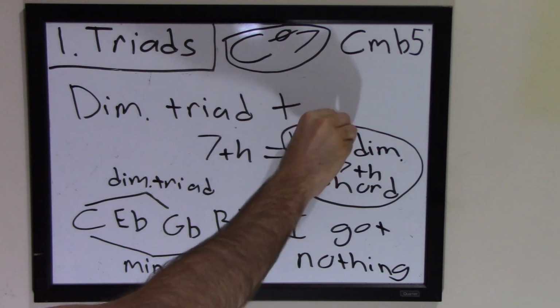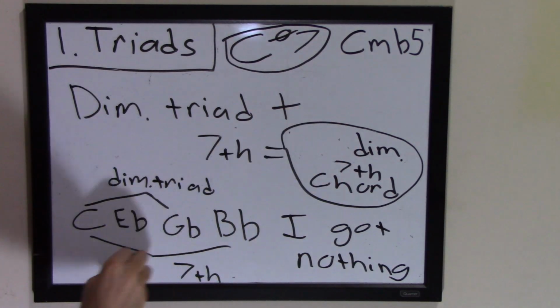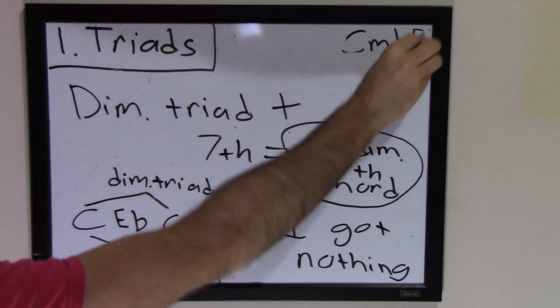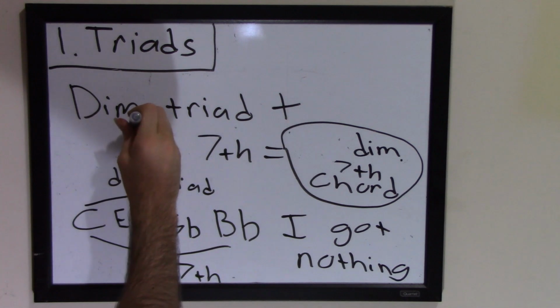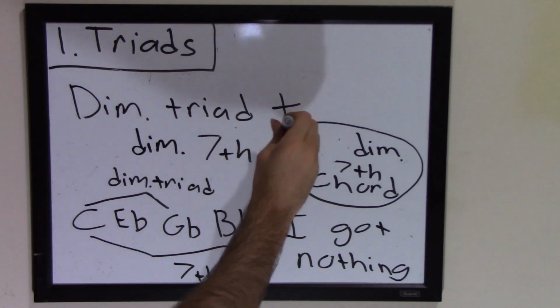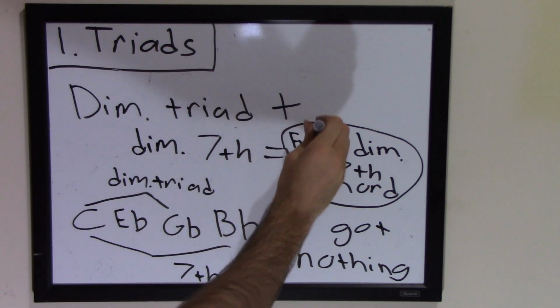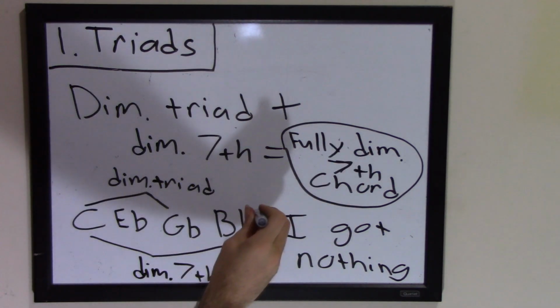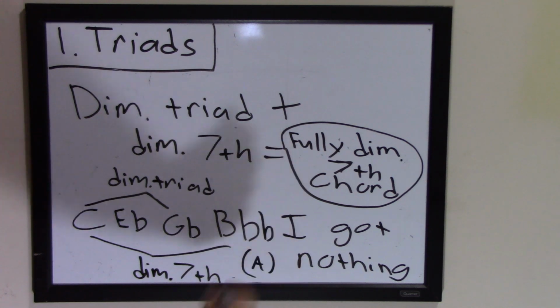So, last chord. When you add a diminished seventh to a diminished chord, you get a fully diminished chord. Notice that when you add a minor seventh to a diminished chord, it is called a half diminished. Why? Because the seventh isn't diminished. The seventh is minor. When the seventh becomes diminished and you add a diminished seventh to a diminished chord, you get a fully diminished chord. They were really creative when they came up with that name.